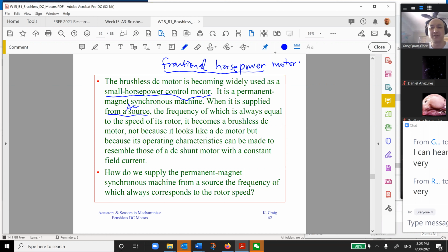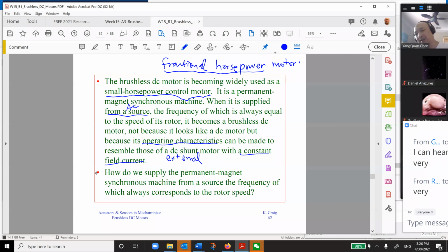It becomes a brushless DC motor, not because it looks like a DC motor, but because of its operating characteristic, its external characteristic. It looks like a brushless shunt motor with constant field current. The field is constant. Okay, it's like a permanent magnet brushed DC motor.